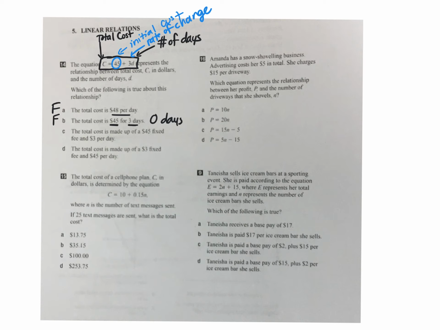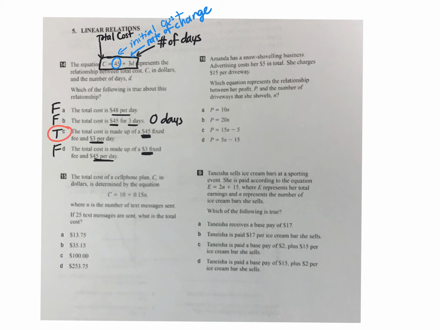Is it true that the total cost is made up of a $45 fixed fee and then $3 per day? Yes. Let's just check the last one to make sure. Is the total cost made up of a $3 initial fee and then $45 per day? No. So the correct answer is C.